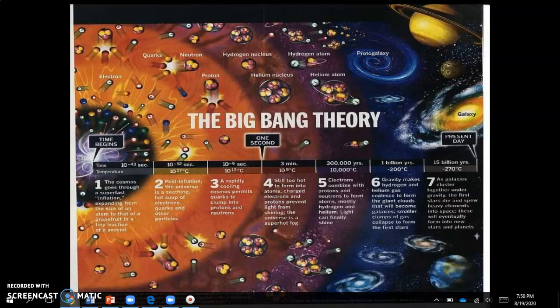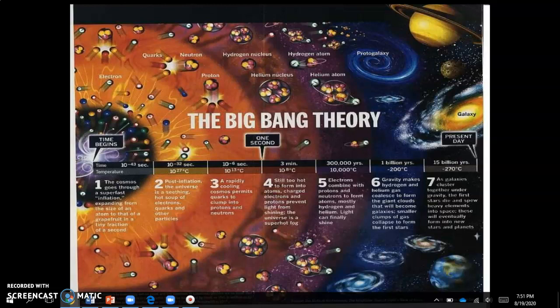So step 1, time begins. We have our Big Bang or our big expansion. And basically there was a super fast inflation. And the universe kind of goes from the size of an atom, which is super tiny. It's the smallest component of matter. Okay, so it goes from the size of an atom to a grapefruit in a fraction of a second. This takes no time at all. Okay, so then the universe is super hot, and it's just kind of a soup of the particles that will eventually form matter.